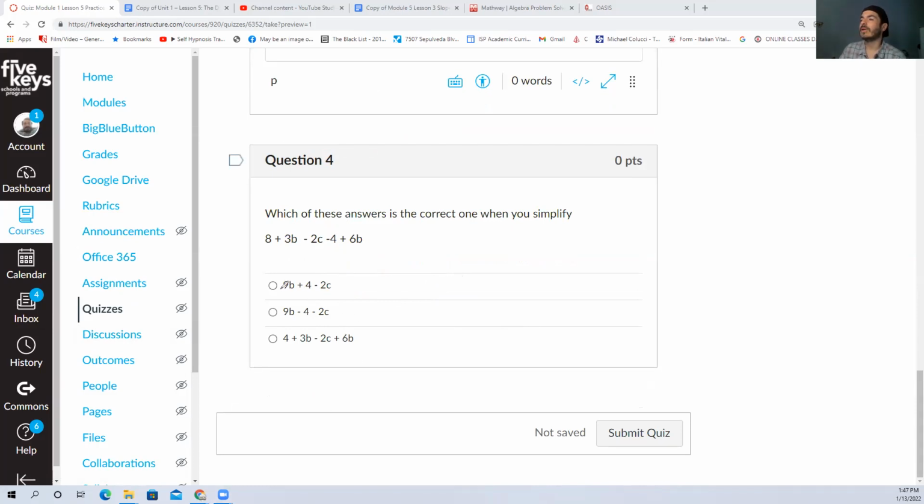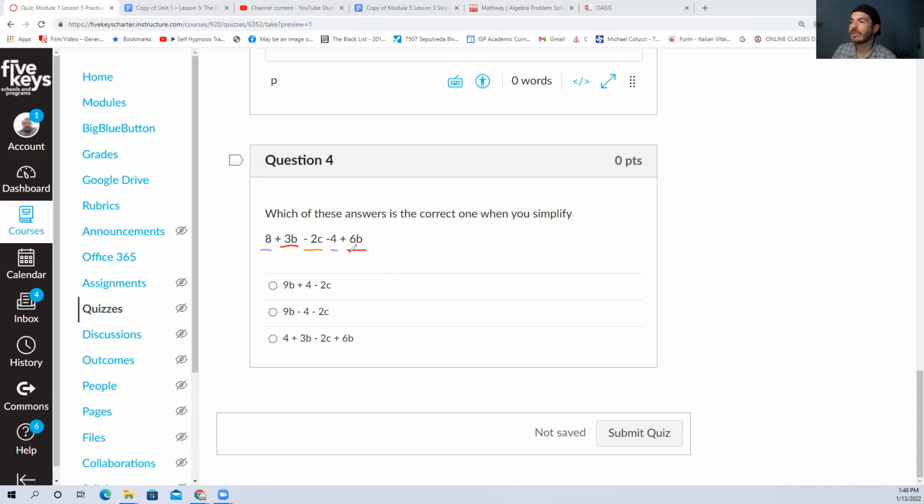Okay. So here we go. Same rules apply when you have different letters. So if I'm going grocery shopping, here it says which of these answers is the correct one when you simplify. I have 3 bananas here. I have 6 bananas here. I have negative 2 carrots here. And I have $8 here. And then over here, someone snagged 4 of them. Okay, so there's negative $4. What do I end up with?